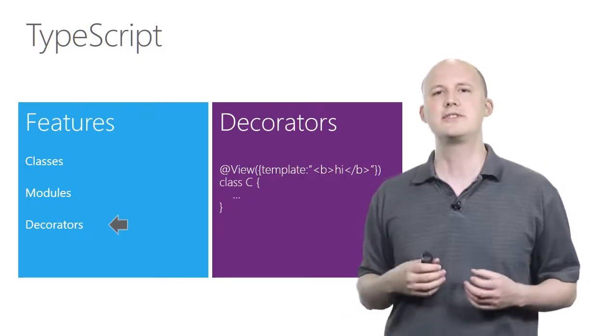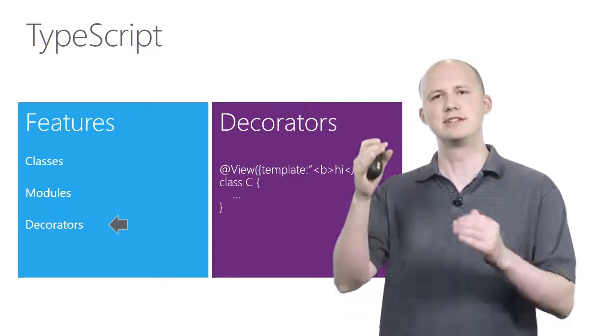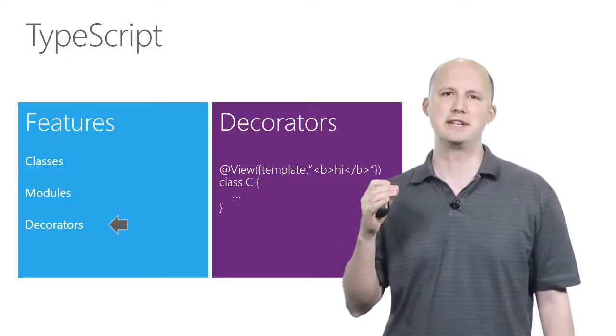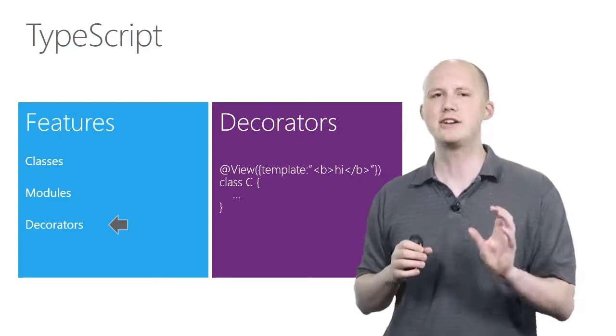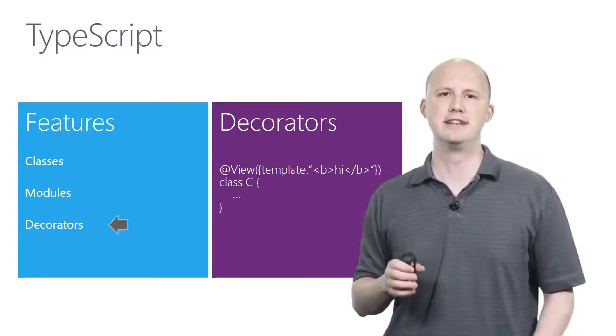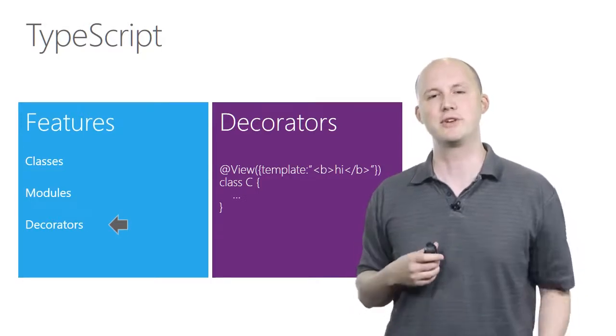Finally, you can also use decorators. Decorators allow you to separate your concerns, so you can define your class and all of its properties, and then separate out how that class is configured and how it connects to, for example, its data sources. This separation of concerns allows you a much cleaner way of working with your code.